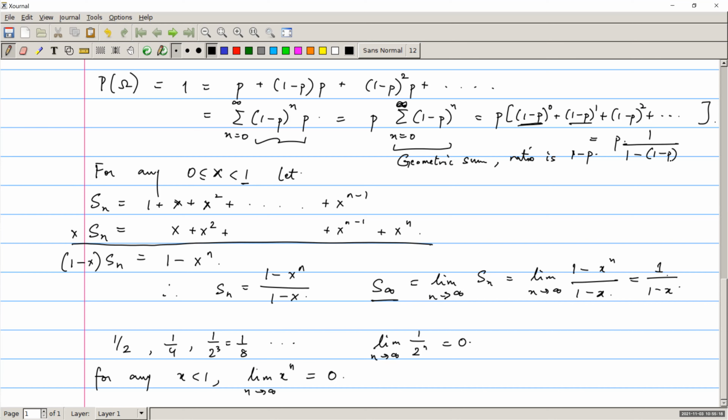Formally, the ratio between two terms is x, and x is what comes here. So if the ratio between terms is 1 minus p, then 1 minus p is what should come here. So this is p times 1 over 1 minus (1 minus p), which is equal to 1, so long as p is not equal to 0.